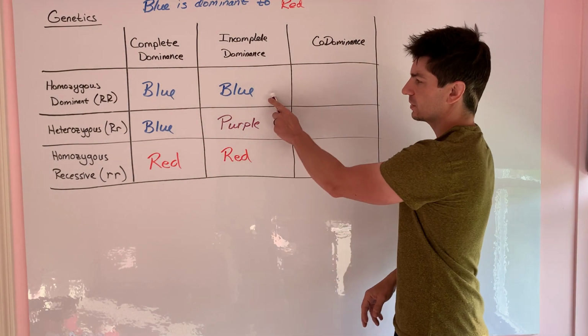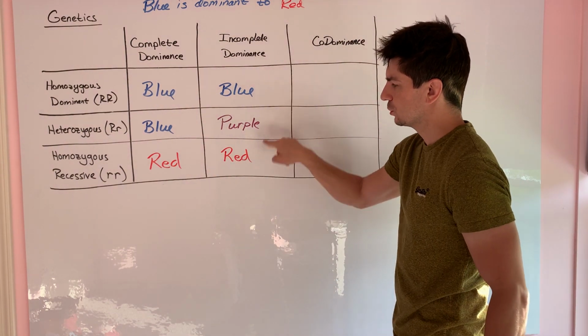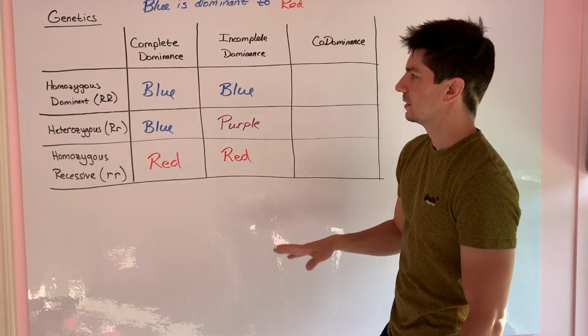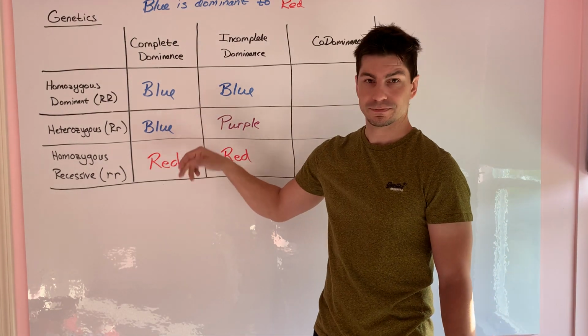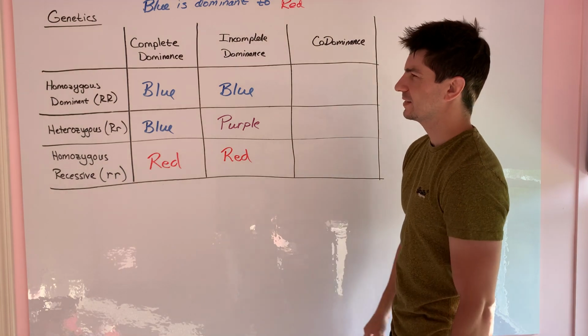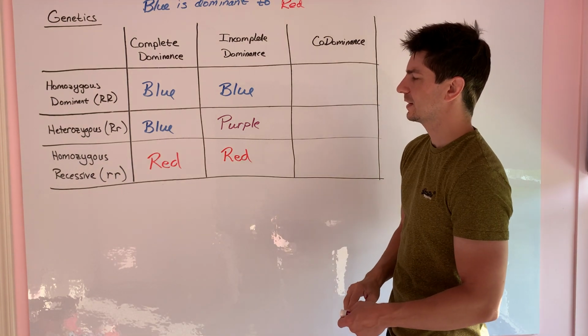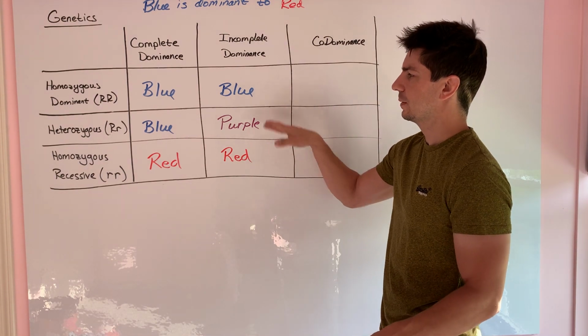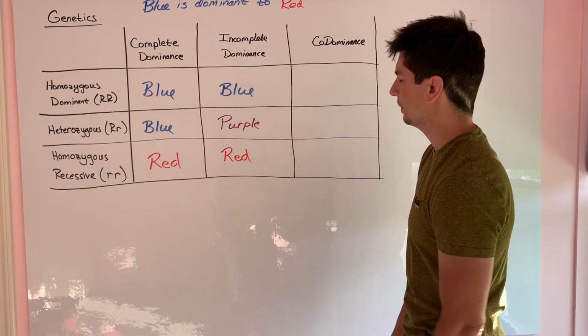If you notice, based on that difference, we now have 1, 2, 3 phenotypes for incomplete. Remember I said complete dominance only has 2 phenotypes? That's another way to tell the difference between complete dominance and incomplete. Not only do we got that blend, but we got an extra phenotype in there, okay?